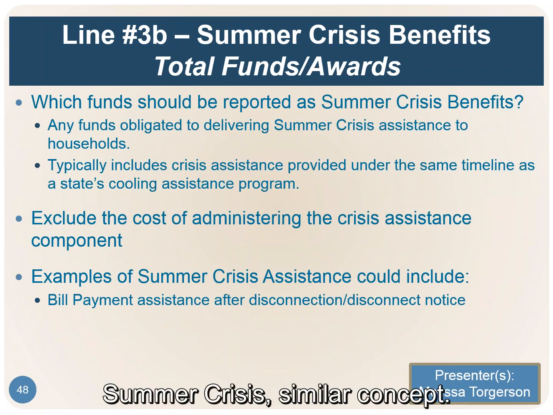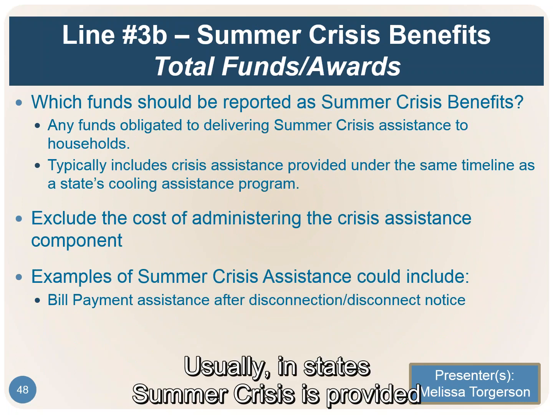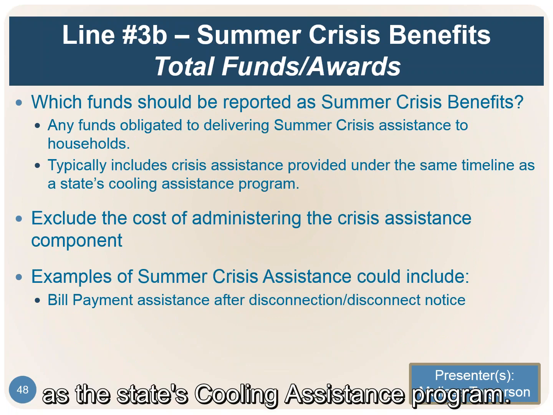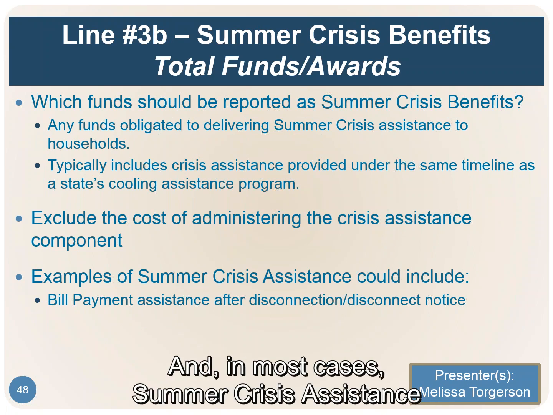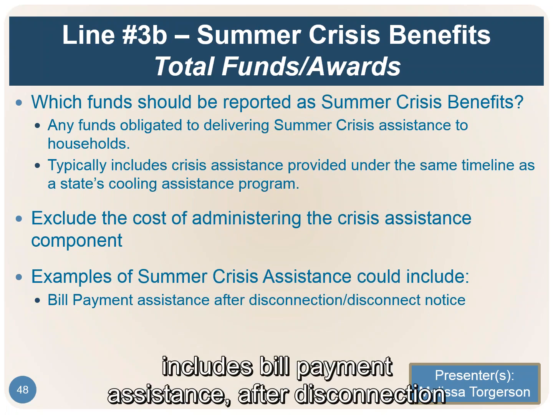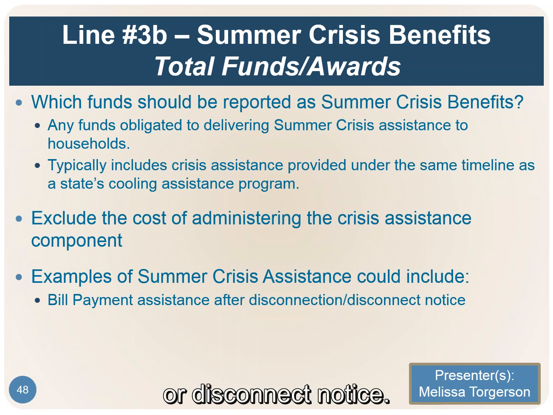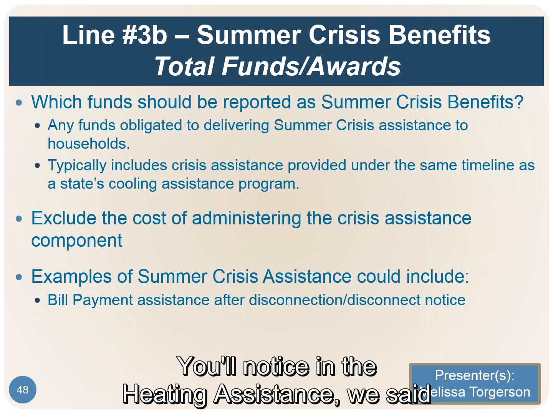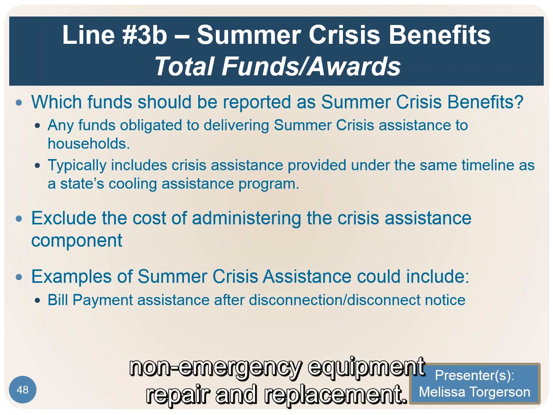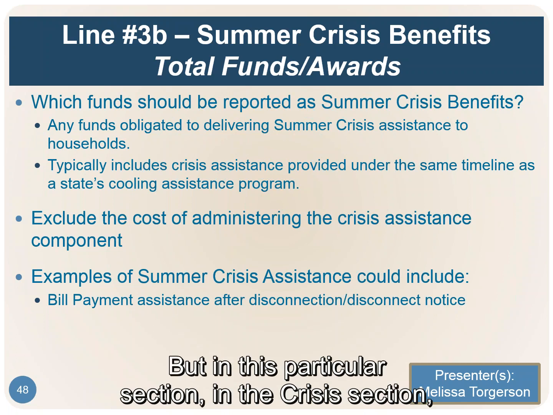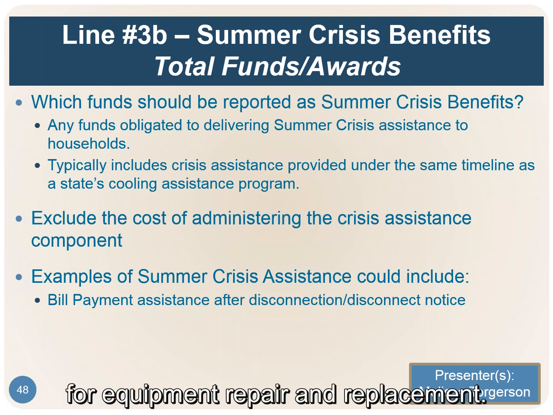Summer crisis, similar concept. Usually in states, summer crisis is provided under the same timeline as the state's cooling assistance program. Administration should be excluded from this line. And in most cases, summer crisis assistance includes bill payment assistance after disconnection or disconnect notice. You'll notice in the heating assistance, we said we wanted you to include non-emergency equipment repair and replacement, but in the crisis section, we actually have a separate line for equipment repair and replacement.